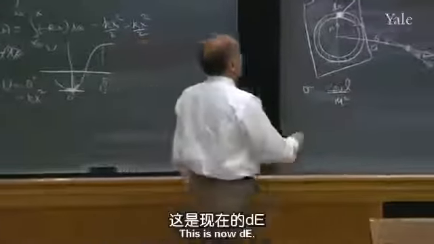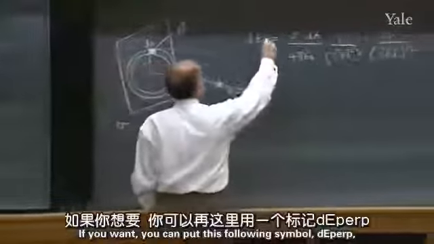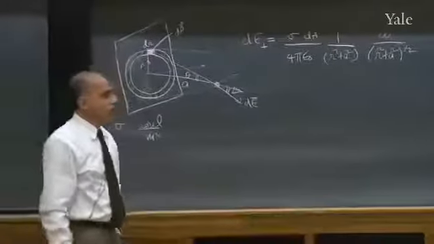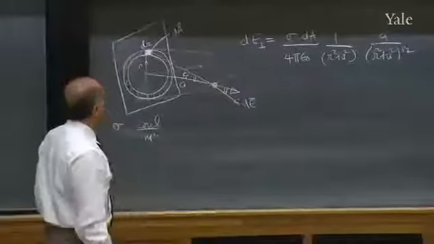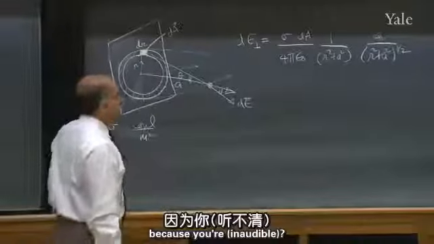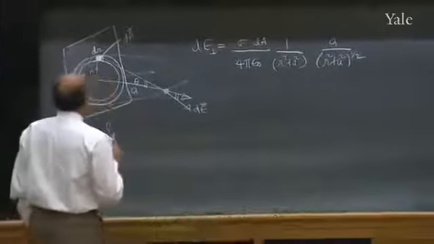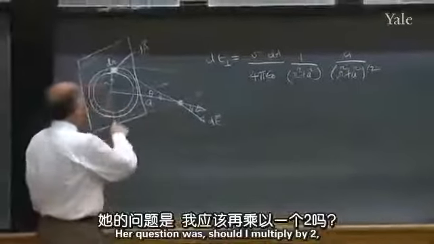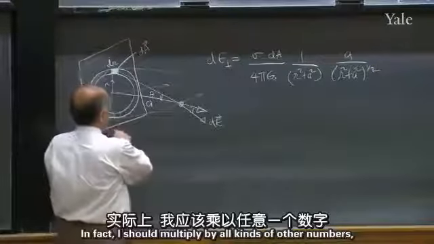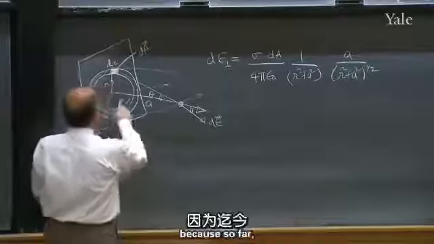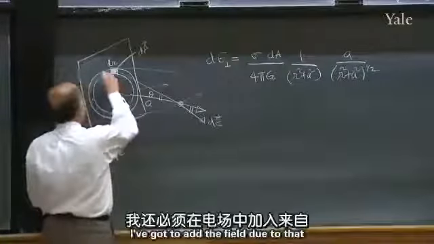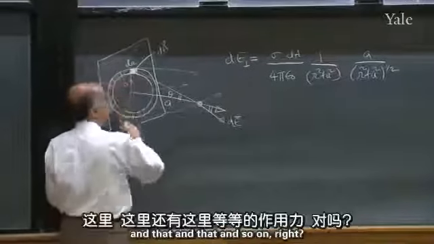This is now dE. If you want, you can put this following symbol, dE perp, meaning perpendicular to the plane. Yep? Can you multiply by 2 again, since you're making a symmetry argument? Let's be careful. Her question was, should I multiply by 2 because of this guy here, right? In fact, I should multiply by all kinds of other numbers, because so far I found the field only due to this segment here. I got to add the field due to that, and that, and that, and that, and so on, right?